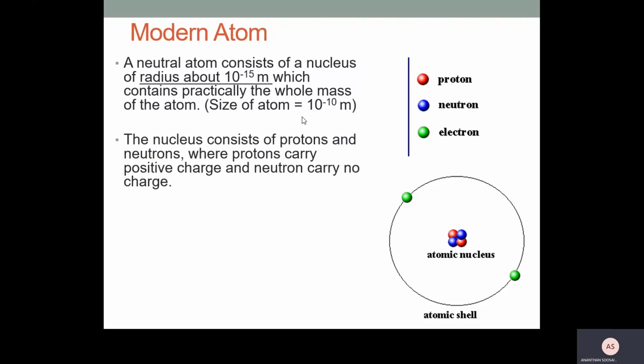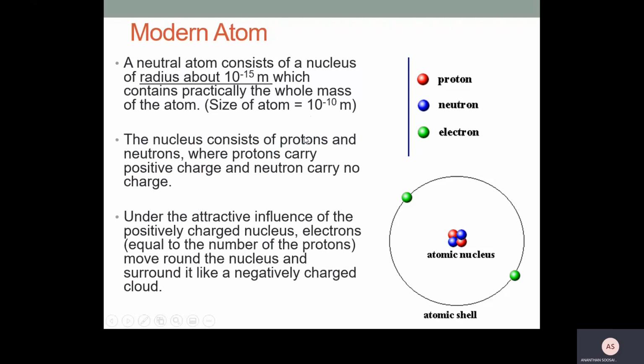Okay, so yeah, the nucleus is proton and neutron. Protons carry positive charge, neutron carries no charge. Of course. Not much to say, you all learned this before.